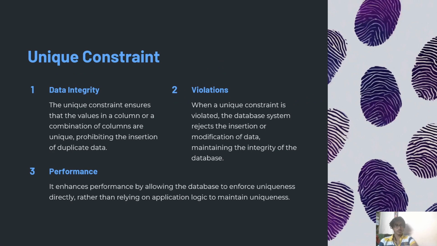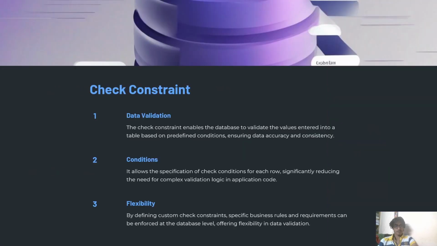The unique constraint ensures that the data in a column or a combination of columns are unique, prohibiting the insertion of duplicate data. Violations: when a unique constraint is violated, the database system rejects the insertion or modification of data, maintaining the integrity of the database. Performance: it enhances performance by allowing the database to enforce uniqueness directly, rather than relying on application logic to maintain uniqueness. So, check constraint.